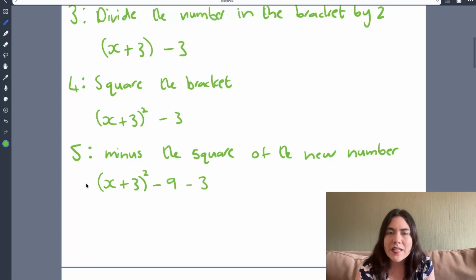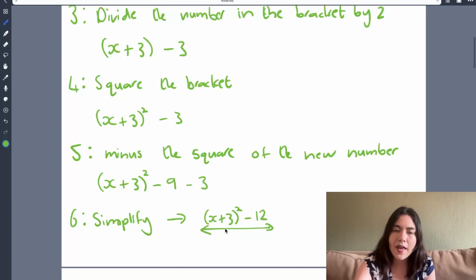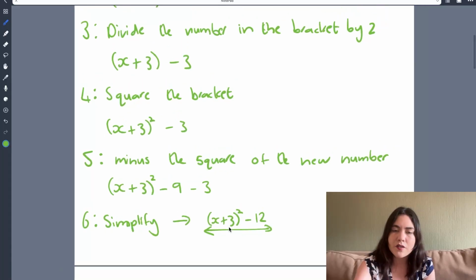But we're not really interested in it until step 6, because step 6 simply has us simplifying. So we're just going to consolidate these two numbers outside the bracket, and that's going to end up with x plus 3 squared minus 12. So that is your final answer: x plus 3 squared minus 12.